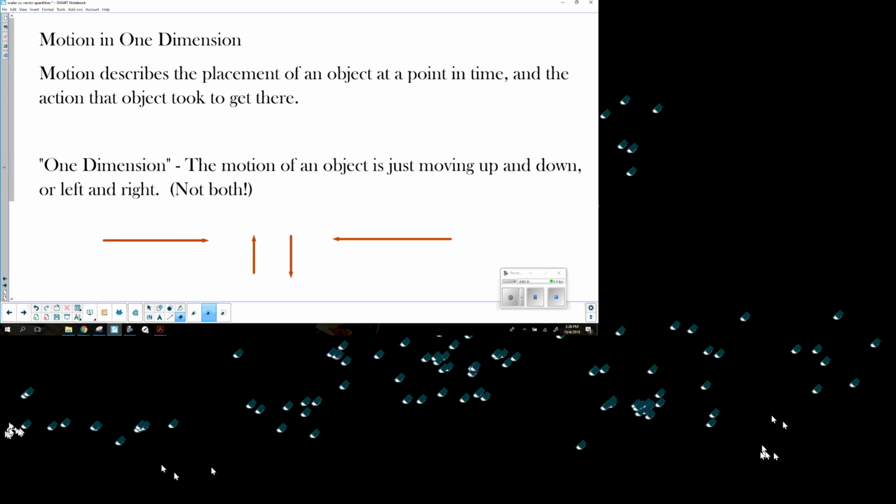So let's talk about what we mean by motion in one dimension. Motion describes the placement of an object and the movement of that object from point A to point B, and the action that object took to get there. One dimension just means that object is moving in one plane or one straight line. So the object would just be moving to the left or to the right, or going up or down. It's not going to be moving in a curve. So one dimension just means you're in a flat, straight line plane.